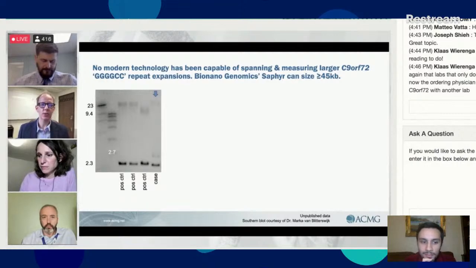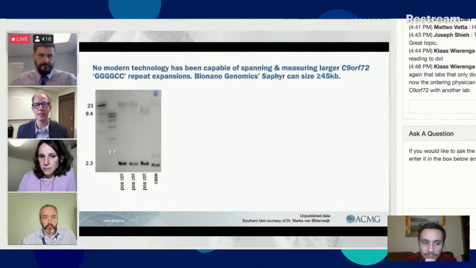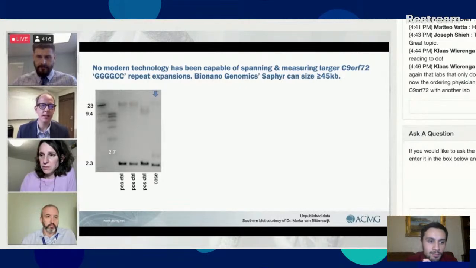And I just wanted to show some additional data highlighting how long-range technologies can actually help us size repeat expansions and other insertions. They actually turn out to be some of the most challenging to accurately assess, because you have to have a read or an optical map that can span the entire insertion or repeat expansion in this case. Next slide, please.